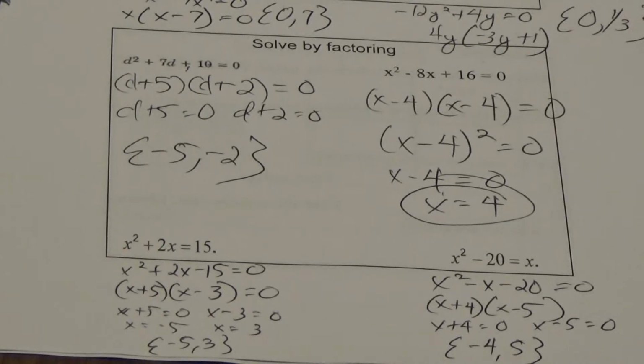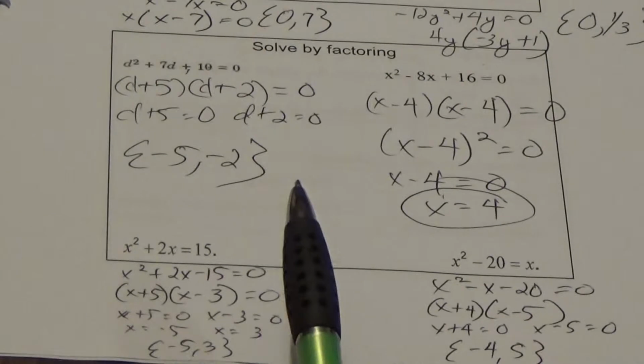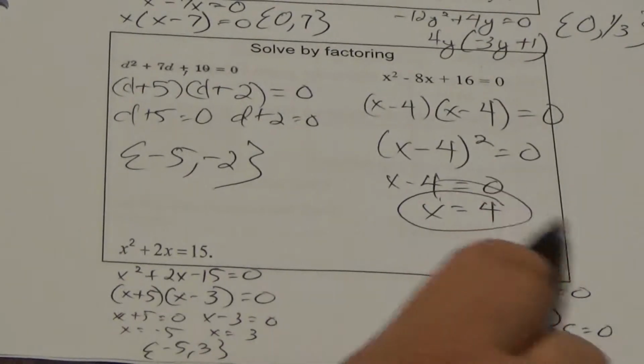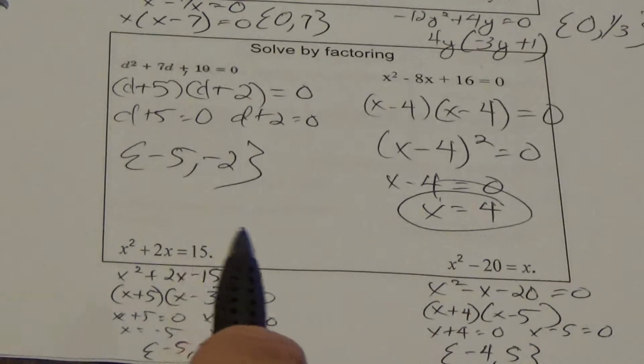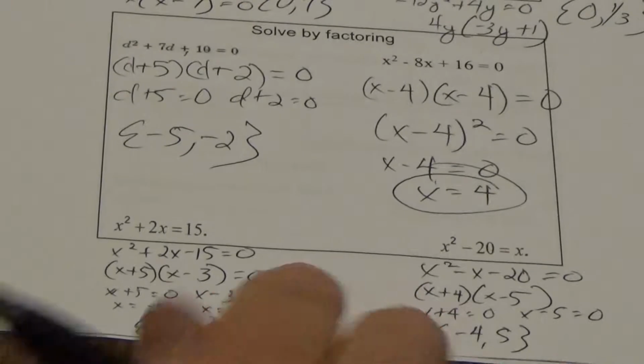When I'm picking back up on solving with graphing, you had to solve these three problems. For this one, this is a special case. You should have got x equal to -4 or x equal to +4. And then on this one, you should have gotten -5 and 3. And then on this one, you should have gotten -4 and 5.